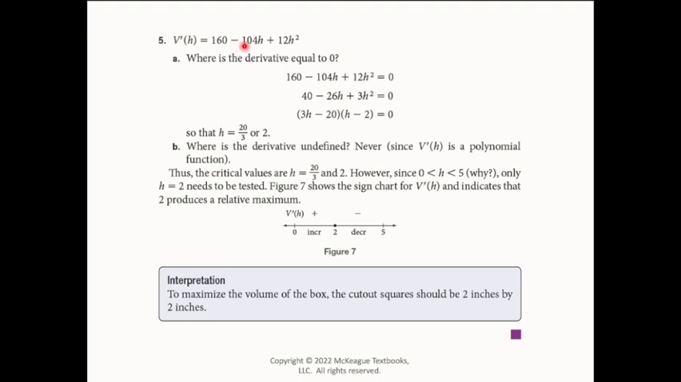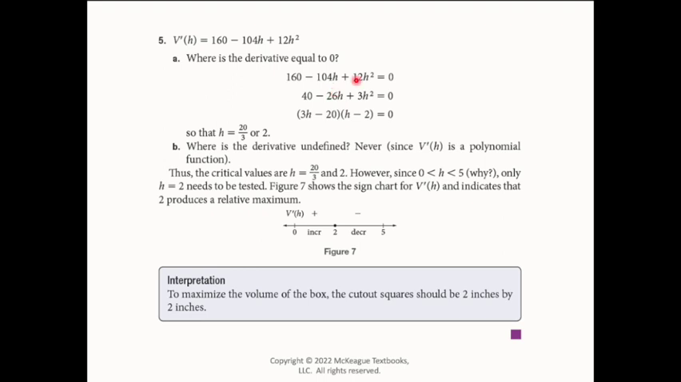104h plus 12h squared. Now we need to find the critical values. The critical values is where the derivative is equal to 0 or where it's undefined. Because this is a polynomial, we don't have to worry about anywhere that it's undefined. So we can just set this equal to 0 and we'll have all the critical values we need. Because this is a quadratic, we can either use the quadratic formula, we can factor, or we can use the complete the square method. My personal preference, if given the choice, I like to factor.